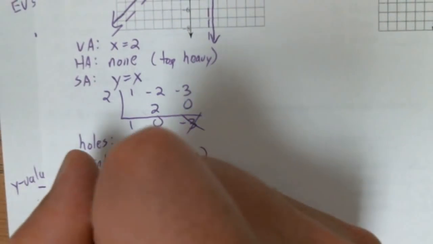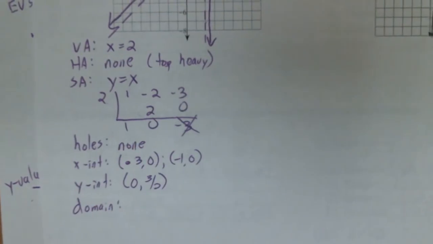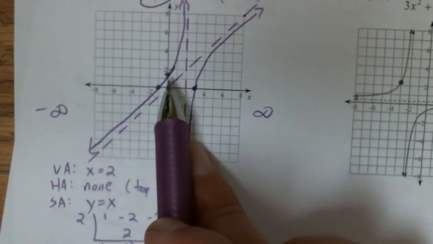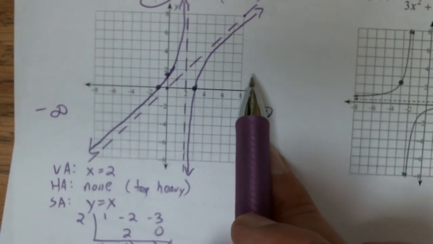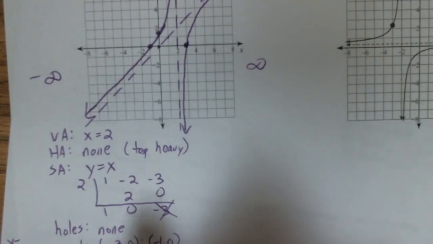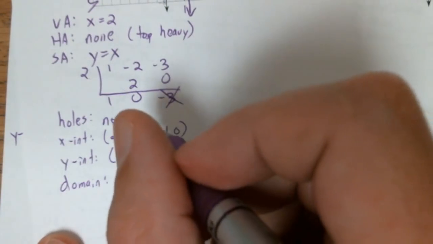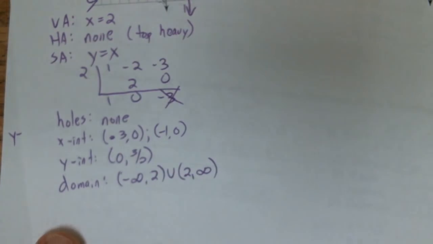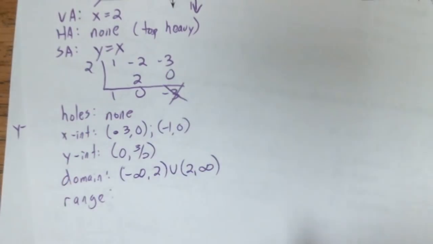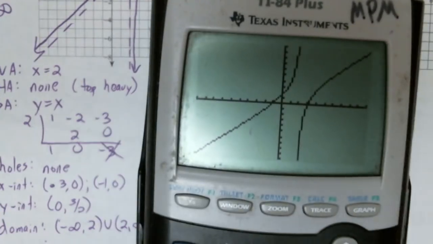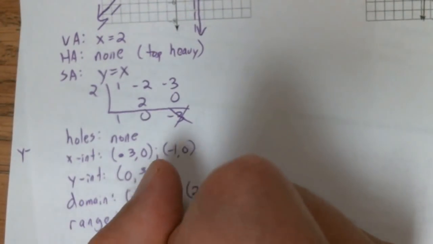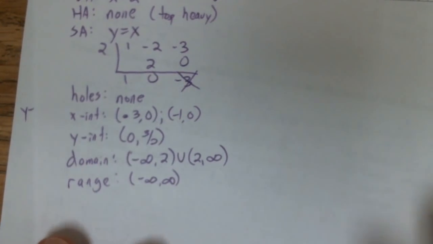Okay, so now let's go get our domain. Where do I have x values? As I sweep from left to right, from negative infinity to infinity, I will have x values. I have x values everywhere until I hit that asymptote, and then I'll pick it back up, and I'll continue to have x values everywhere. So my domain is going to be negative infinity to the asymptote, break, and then the asymptote to infinity. Okay, range. What is my range? Where do I have y values? Paint the fence. I have y values everywhere. So negative infinity to infinity for my range.